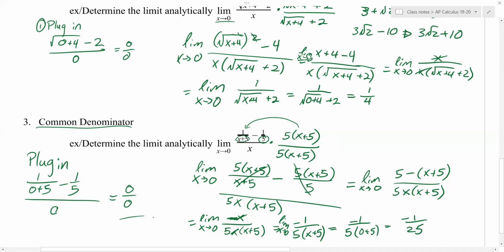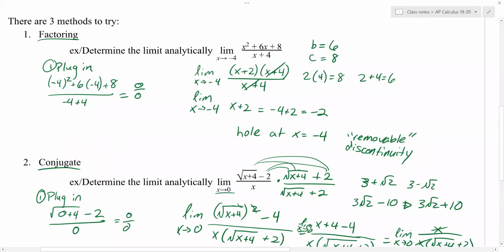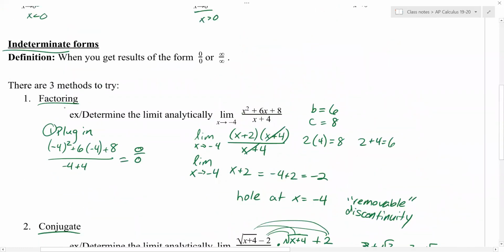So in all three cases, when we got 0 over 0, we were able to manipulate it using these different methods to get an actual number. So remember, if you have a fraction, use the common denominator. If you have a square root, use the conjugate. If you have polynomials, try and factor. But number one, plug in.